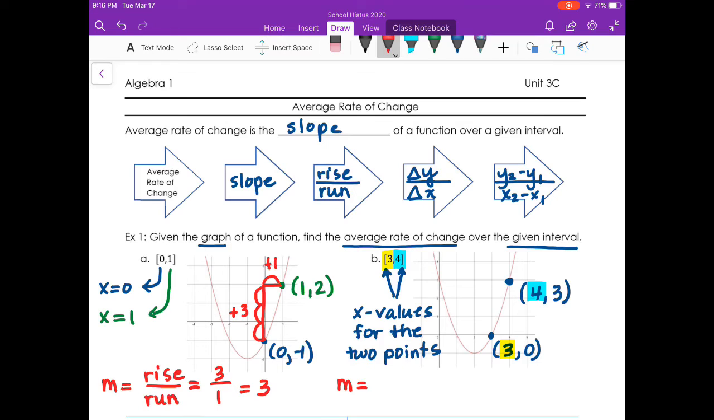In this example, I'll calculate the rate of change using the slope formula. We'll subtract the y's for the rise on the numerator and the x's for the run on the denominator. We'll let (3, 0) be x1, y1, and (4, 3) be x2, y2. Subtract in the same order for both the x's and y's, and be careful with your signs.